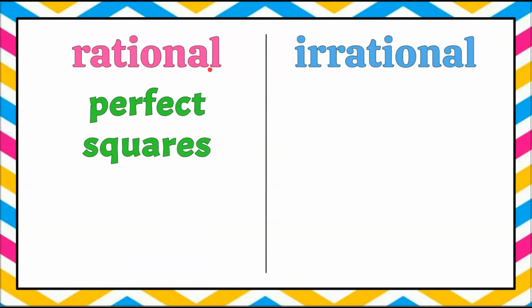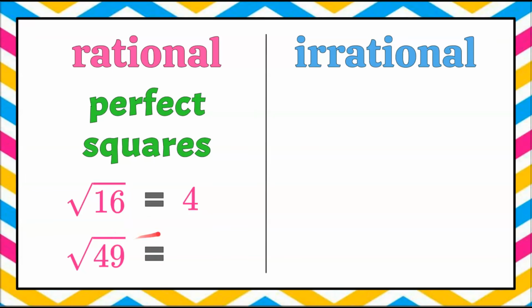So rational numbers are perfect squares. So when we're looking at square roots, if they're rational, they're a perfect square. Things like square root of 16, which is equal to 4, square root of 49, which is equal to 7. So 4 can be written as a fraction, 4 over 1. 7 can be written as a fraction, 7 over 1.